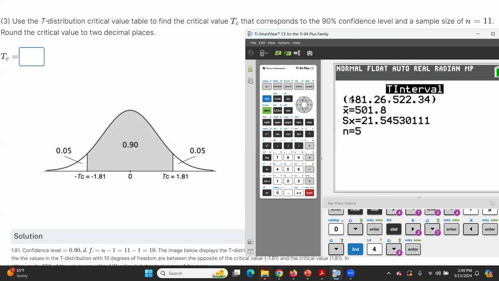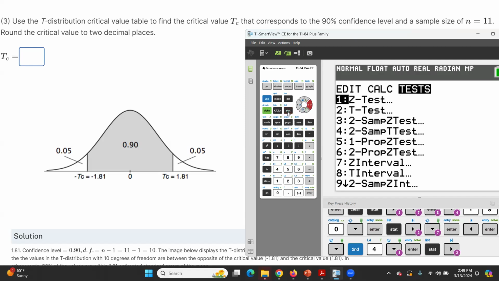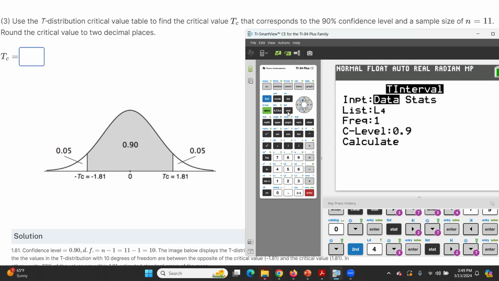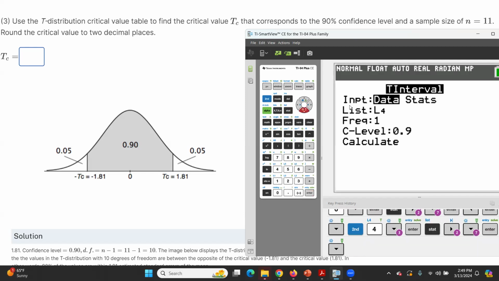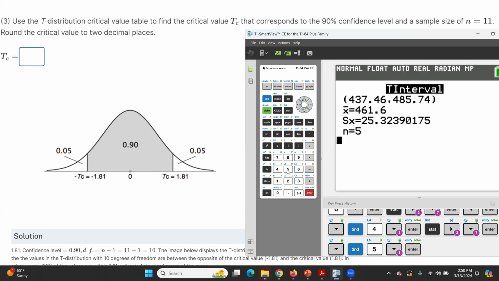If I want to find the confidence interval for sample B, I go to Stat, I go to Tests, and I go to TInterval. Now if I want to use my data, I need to change L4 to L5 because my sample B data is in L5. So second 5, frequency is 1, confidence level is 90%, and do the calculation. And this is going to be your confidence interval.